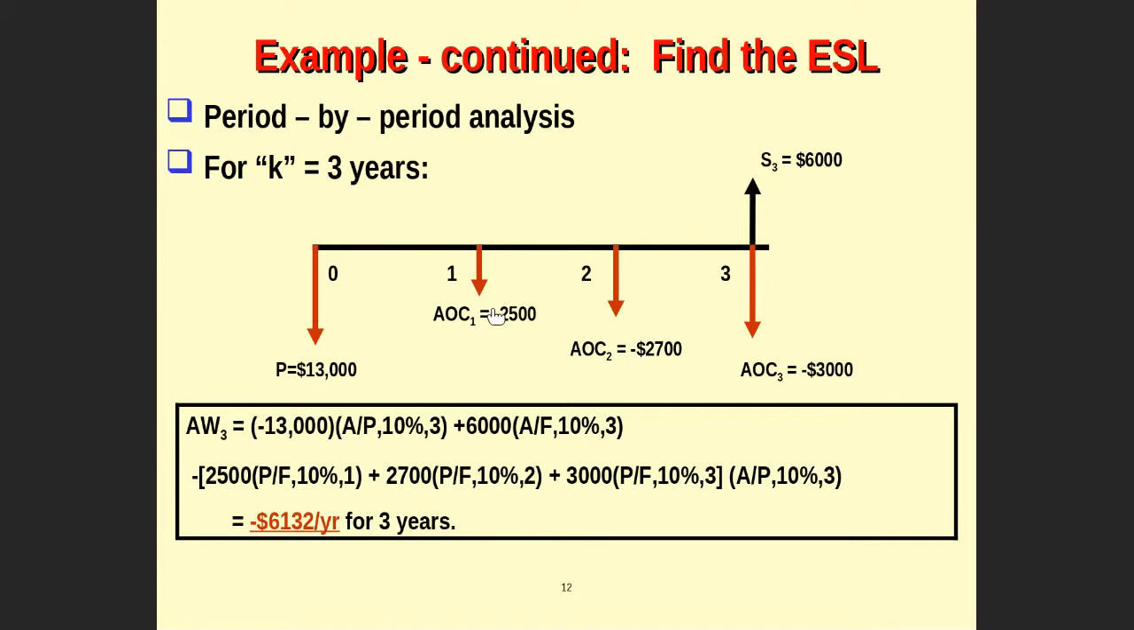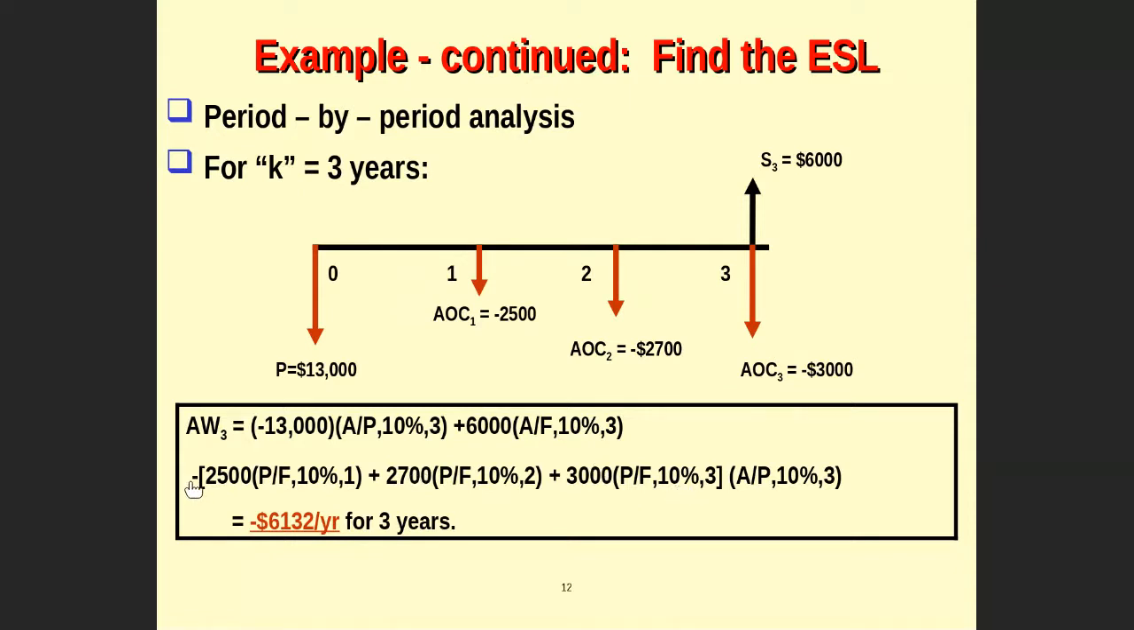So what we do, we convert the 2,500 to year 1, 2,700 to year 0, and the 3,000 to year 0. After you convert them all and add them, how do we convert them? As we said, P given F for 1 year, and here P given F for 2 years, as you can see in the formulation, plus the 3,000 P given F for 3 years. Pay attention, there is a minus.